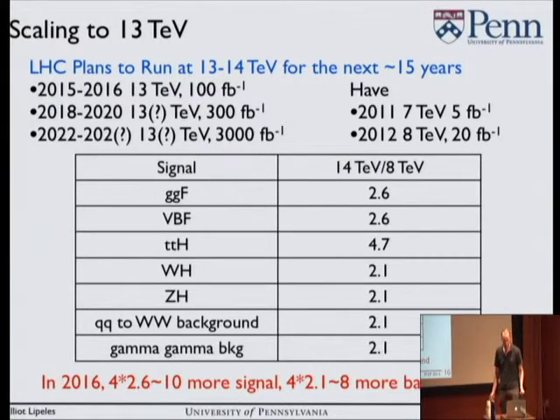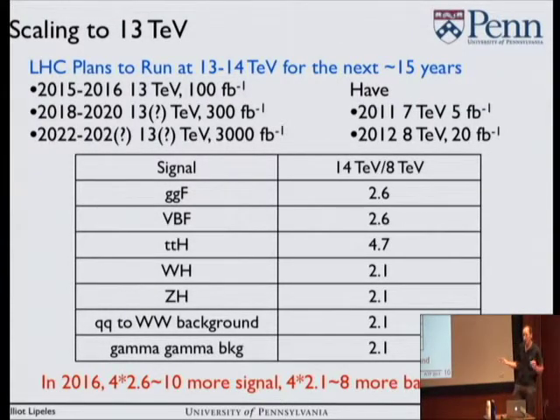Okay, so I want to make a comment on how these things scale as we go up higher in energy. The LHC plans to run at 13 or 14 TeV for the next 15 years. This is the kind of program that we expect. 2015 to 2016, we expect 100 inverse femtobarns of 13 TeV data. So that's roughly 4 times the amount of data we have now, but all the cross sections go up as we increase the energy. They go up between a factor of 2 to 2.6, or for TT bar H, it goes up even more, almost a factor of 5.